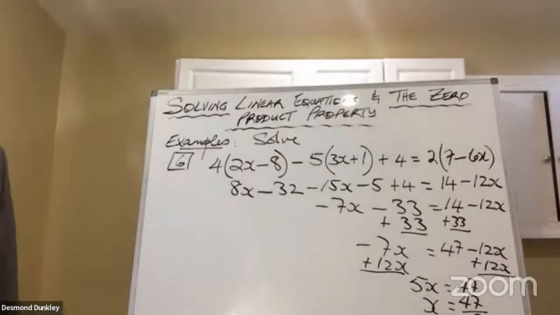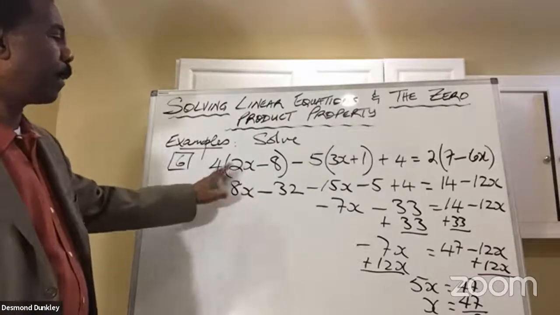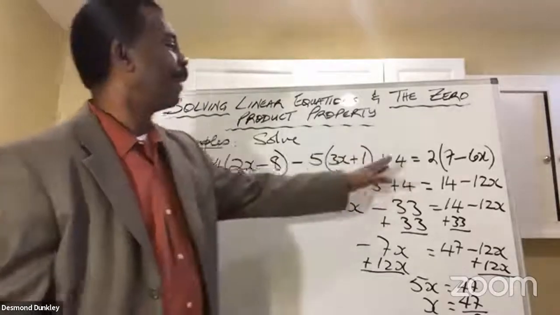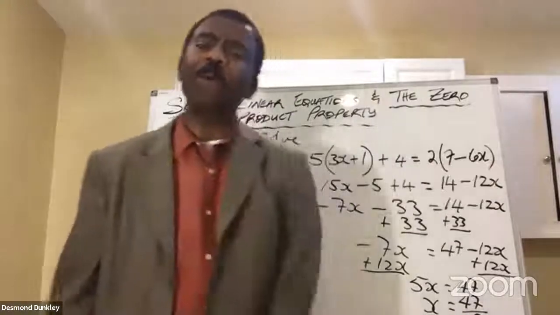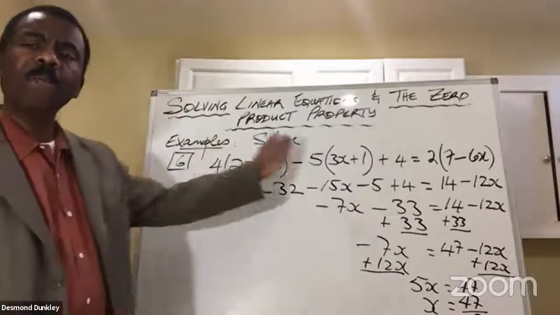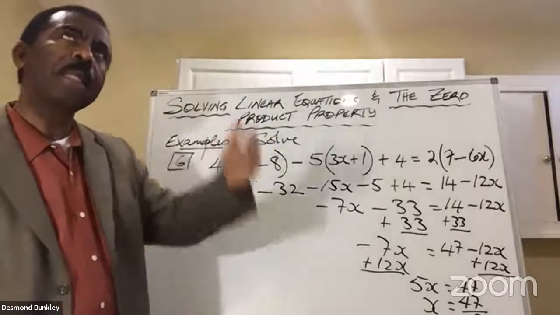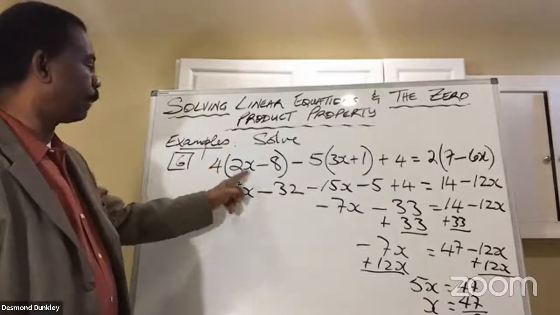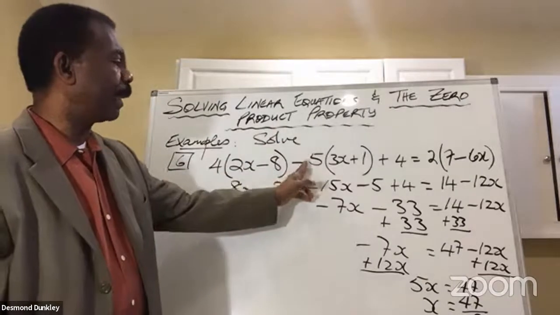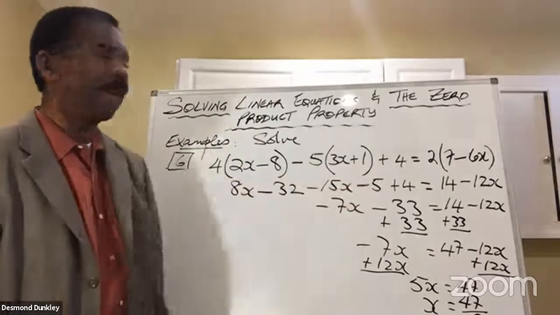Let's go over it again. Let's see what we did. We have a binomial times a number minus a number times a binomial plus a constant equal to a number times another binomial. What did we do? We distributed, we multiplied out all the equations. So we end up with 4 times all the binomials. We distributed 4 times 2x, 8x, 4 times negative 8, negative 32. Then we distributed negative 5 times 3x, negative 15x. Negative 5 times positive 1, negative 5.